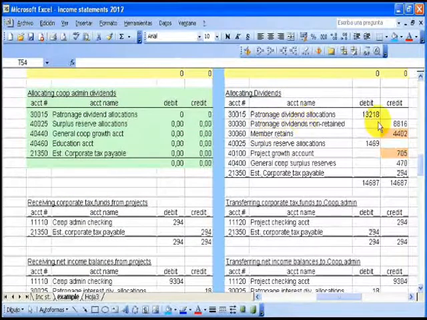Now we're allocating the dividends. So we have $13,218 being allocated to the members. This is the portion being paid. This is the portion, 4,402, that is being retained. Now what actually ends up happening is this retain stays with the projects. So the retains of the members stay within the project. The projects have authority to use the retains of their members in their projects.